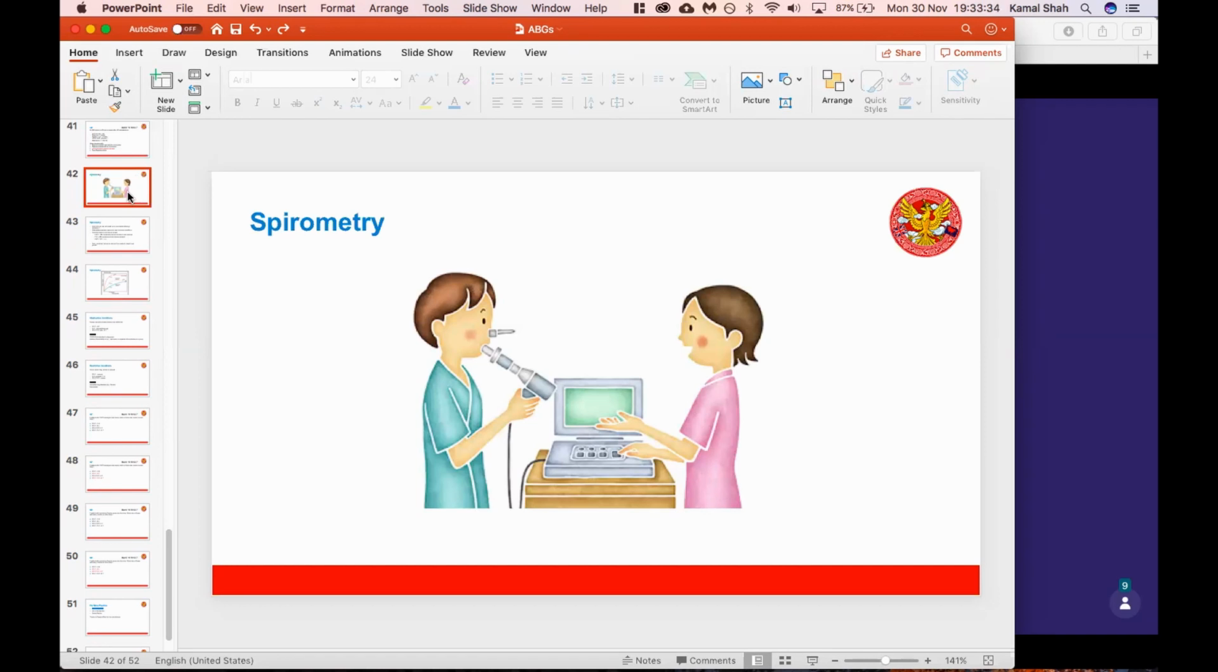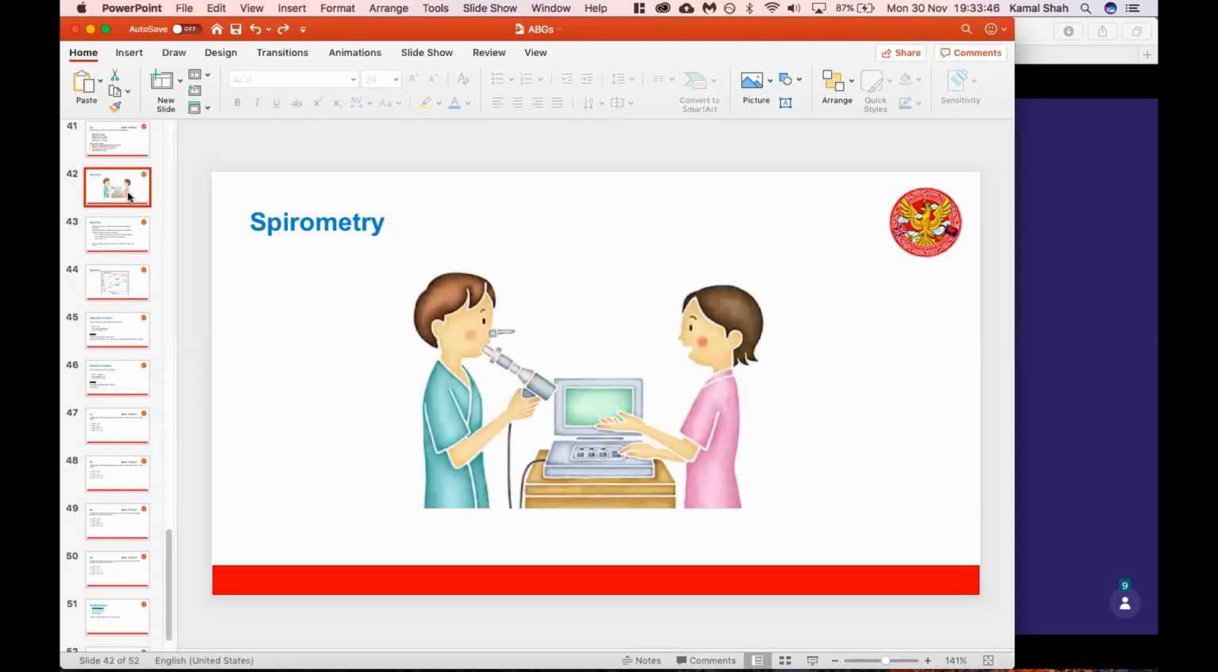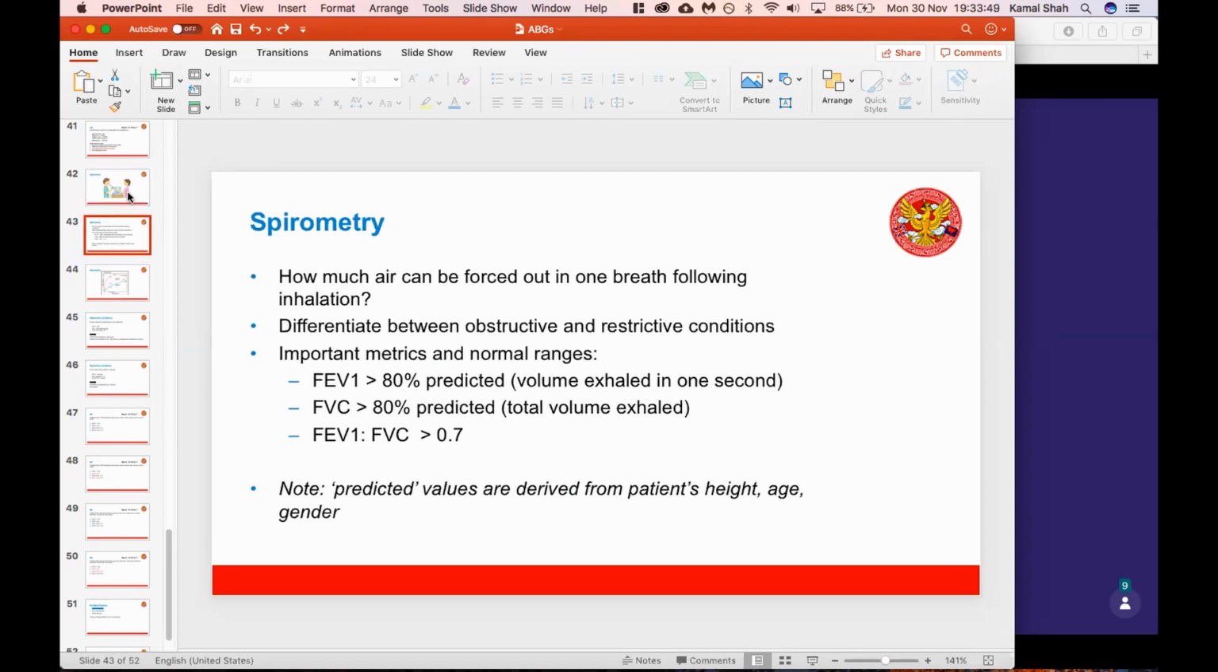It's 7:33, so hopefully in the next few minutes I'll rattle through spirometry. I'm not an expert on spirometry at all, but essentially we've got a patient blowing into one of these machines, following a deep inhalation, and we're basically asking how much air can be forced out in one breath. Spirometry is really important to differentiate between obstructive conditions and restrictive conditions.